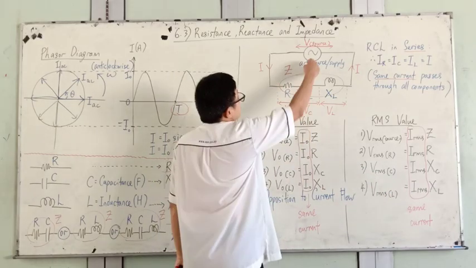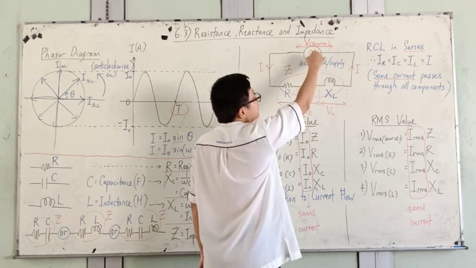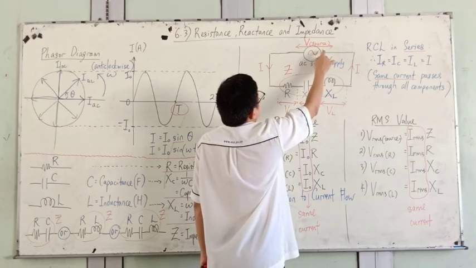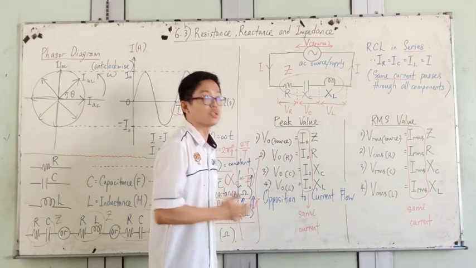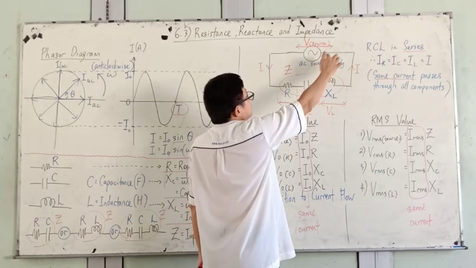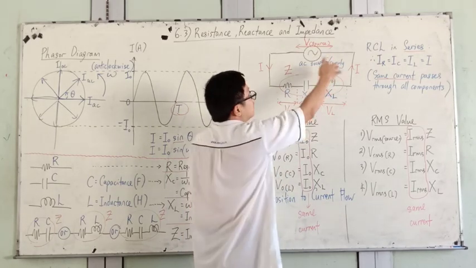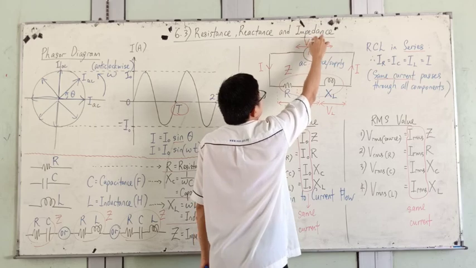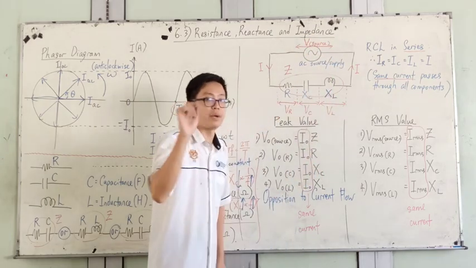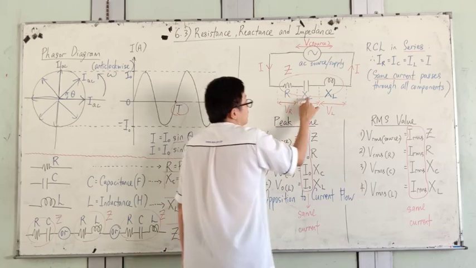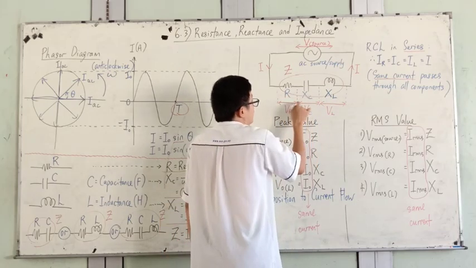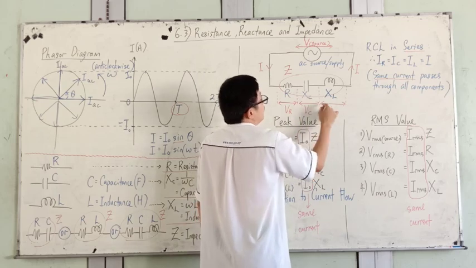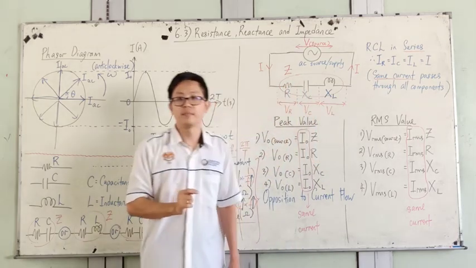Now, we have the AC source, AC voltage. So we call it the source voltage. Sometimes you call it source voltage, sometimes you call it supply voltage, voltage supply, voltage source. Okay? Then we need to write like this: V bracket source. Okay? And then in series, we have VR, the voltage across the resistor. We have the voltage across the capacitor, VC. We have the voltage across the inductor, VL. Okay?